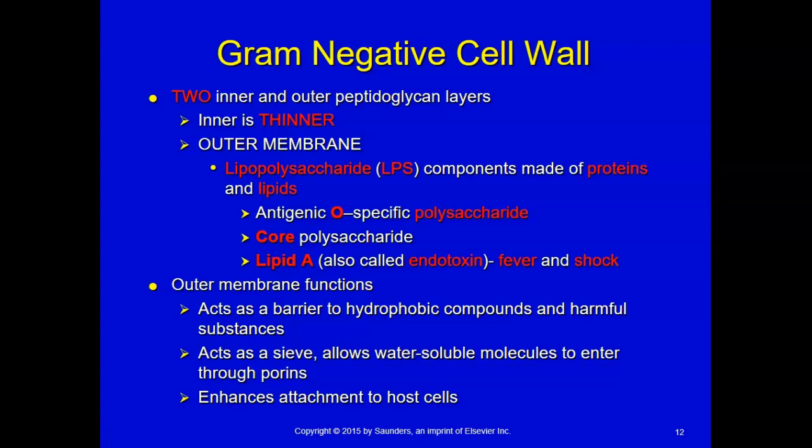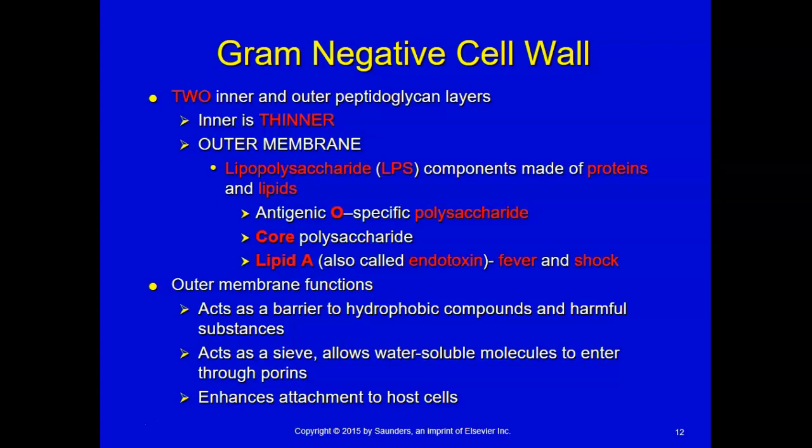Okay, so we're going to go on to slide number 12 and talk specifically about the gram-negative cell wall. It is composed of 2 layers, an inner and outer layer. The inner peptidoglycan layer is much thinner than that of the gram-positive cell wall. Gram-negative bacteria have an additional outer membrane called the lipopolysaccharide, or LPS layer.